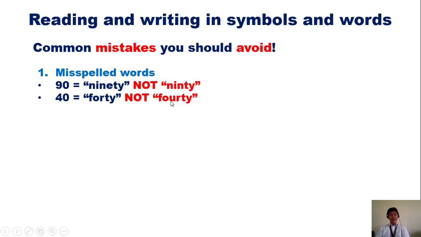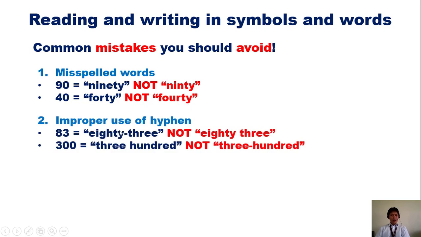But if you write 4, it is F-O-U-R. But if it is 40, there is no U. Okay? Next is improper use of hyphen, or this symbol. When you say 83, there should be a hyphen. It is a hyphenated word, and not 83. And we have 300, you don't need to write a hyphen. So it is just 300.